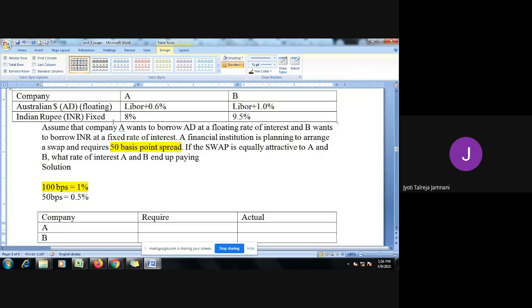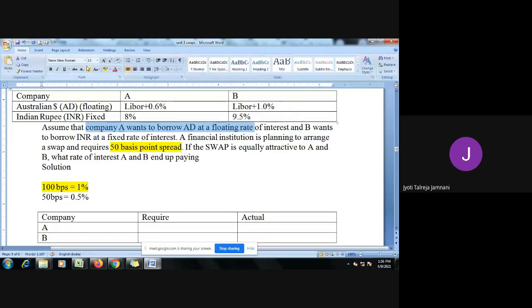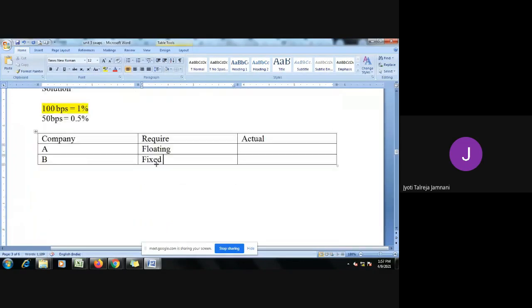Okay. So A wants to borrow Australian dollar at a floating rate. So company A requires floating rate of interest. So company A, we will write here floating rate, and company B wants to borrow Indian rupees at fixed rate. So company B is willing to take fixed rate. Now whatever they require, we don't give them. The actual will be exactly different.